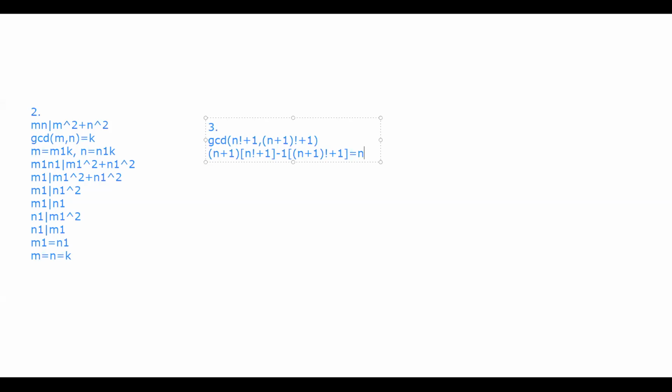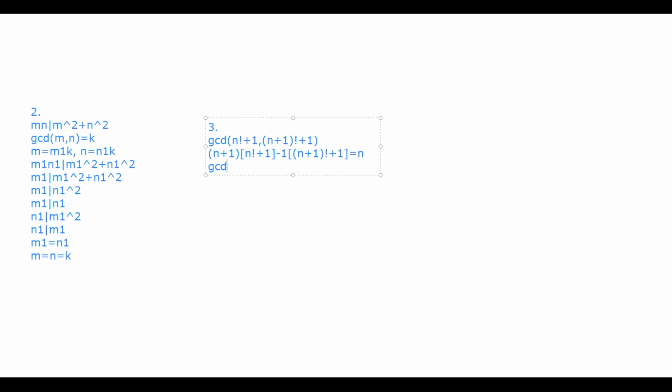So this term will become n plus 1 factorial plus n plus 1 minus n plus 1 factorial minus 1. So n plus 1 factorial cancels. N plus 1 minus 1 is what remains, so that is nothing but n. Now, I will also take a consequence of Bézout's identity.